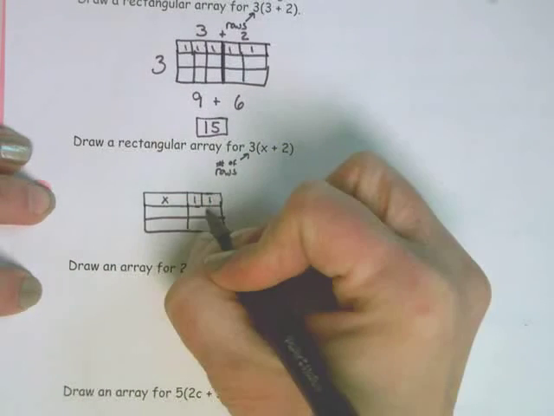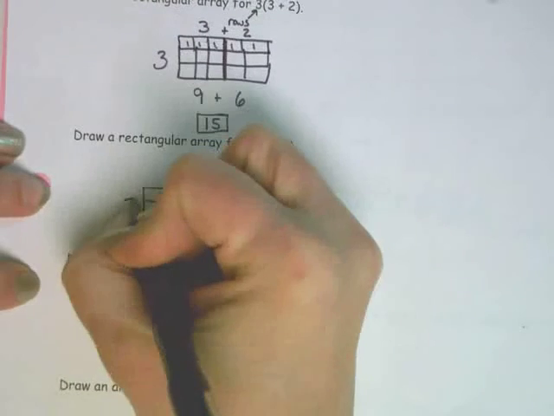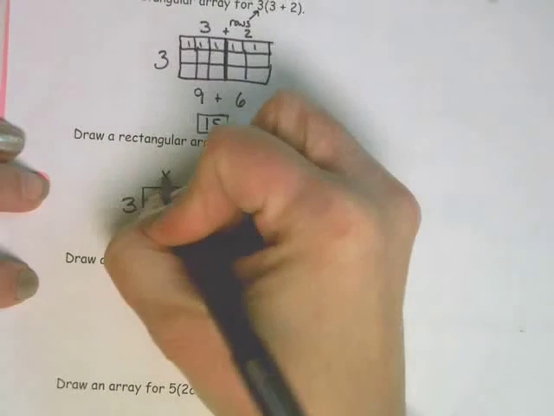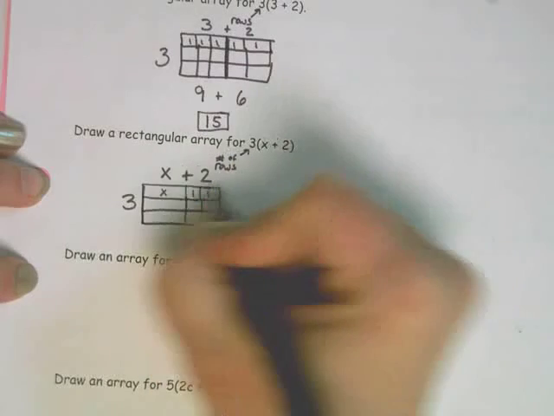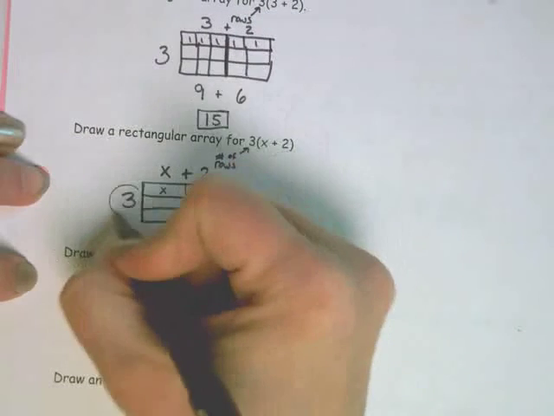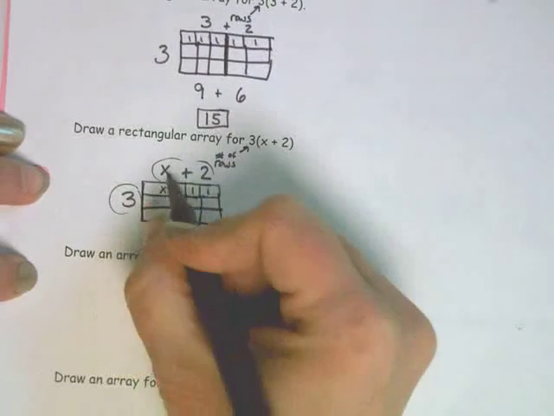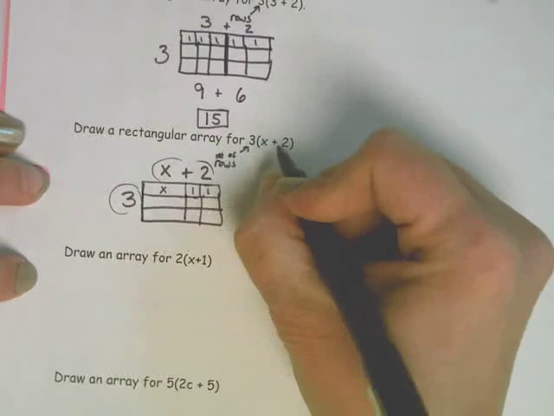There we go, 3 rows. I'm going to put my 3 here, 3 rows of x plus 2. And to find the area, everything that's in there, I would do length times width. 3 times x plus 2, which is just what this is right here.